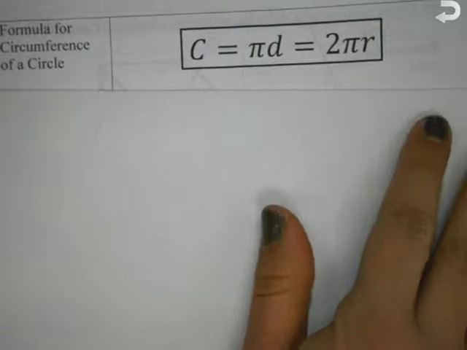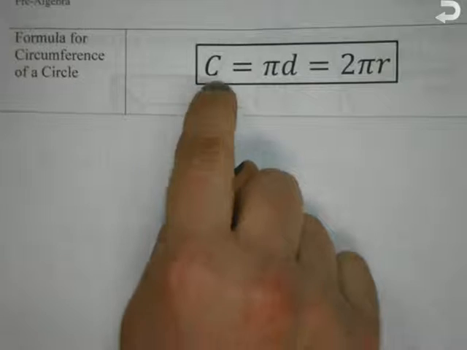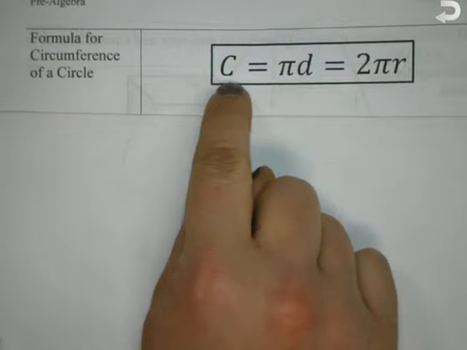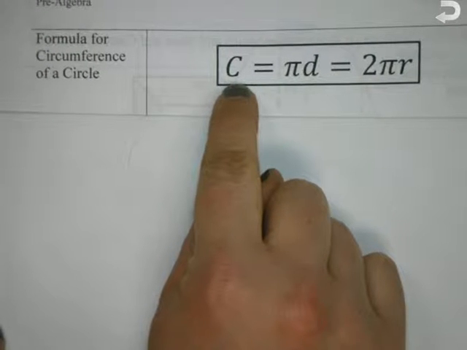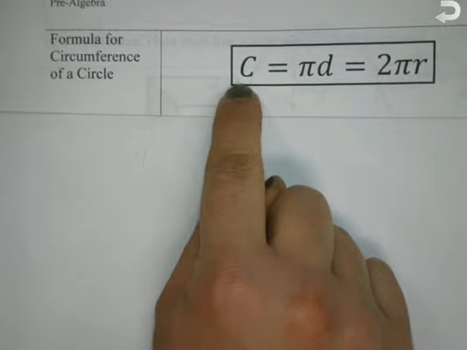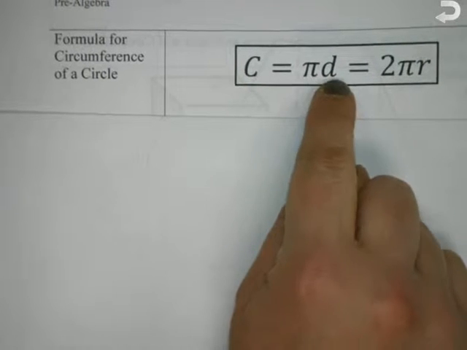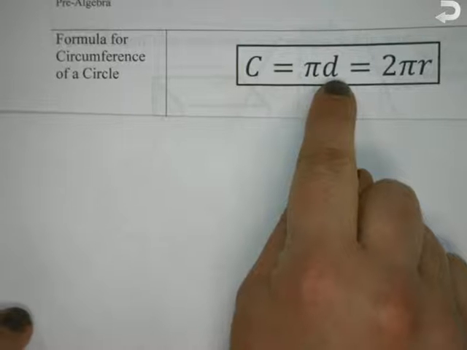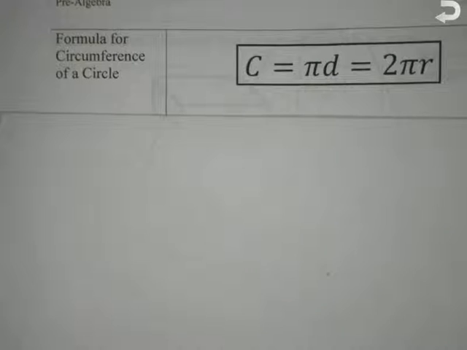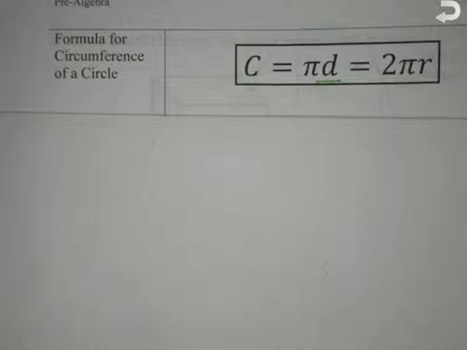And there are two ways that we can find the circumference. The first one is multiplying pi times the diameter. Okay, so we have pi times diameter one way. But diameter is the same as r times 2, right? So we have another way that we can find the circumference, 2 times pi times r.